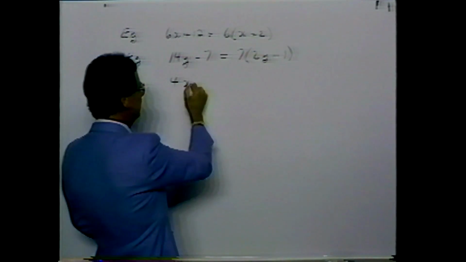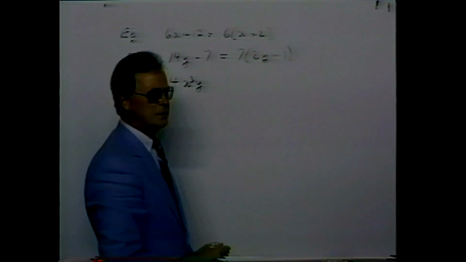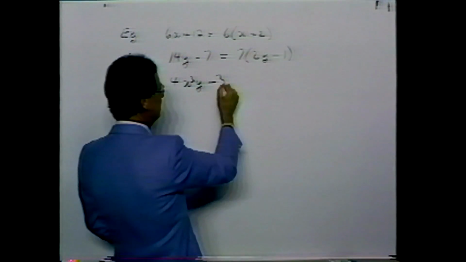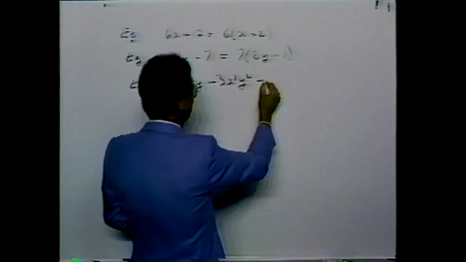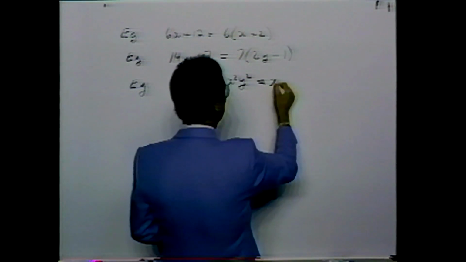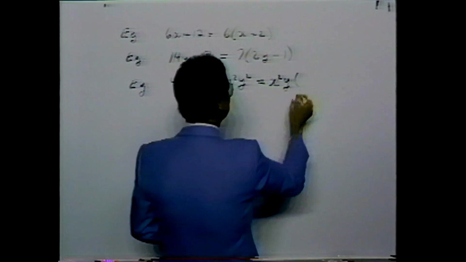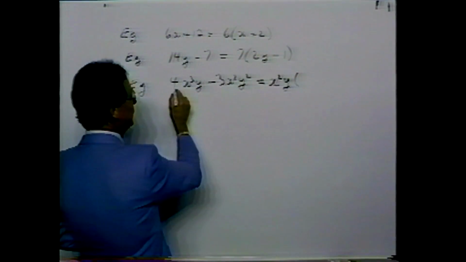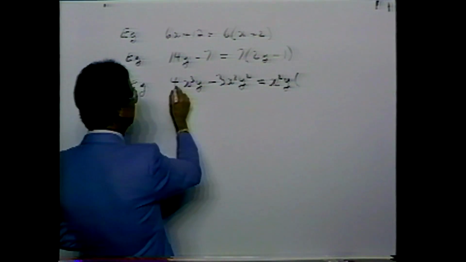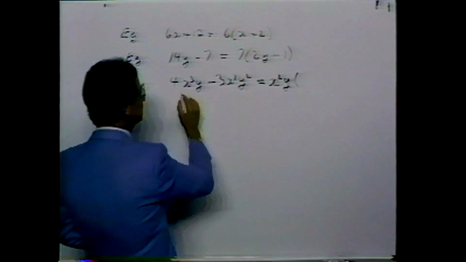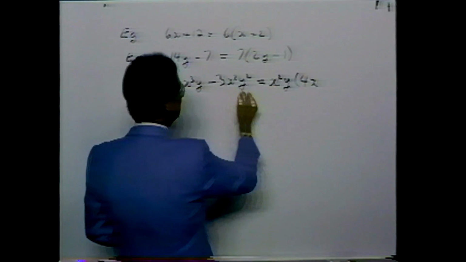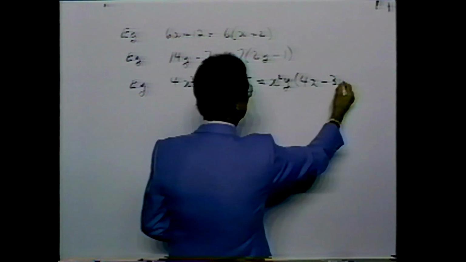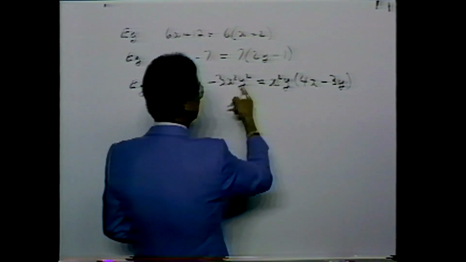4x cubed y minus 3x squared y squared is equal to x squared y out as the common factor. We will leave behind 4x within brackets there and minus 3y in brackets there.